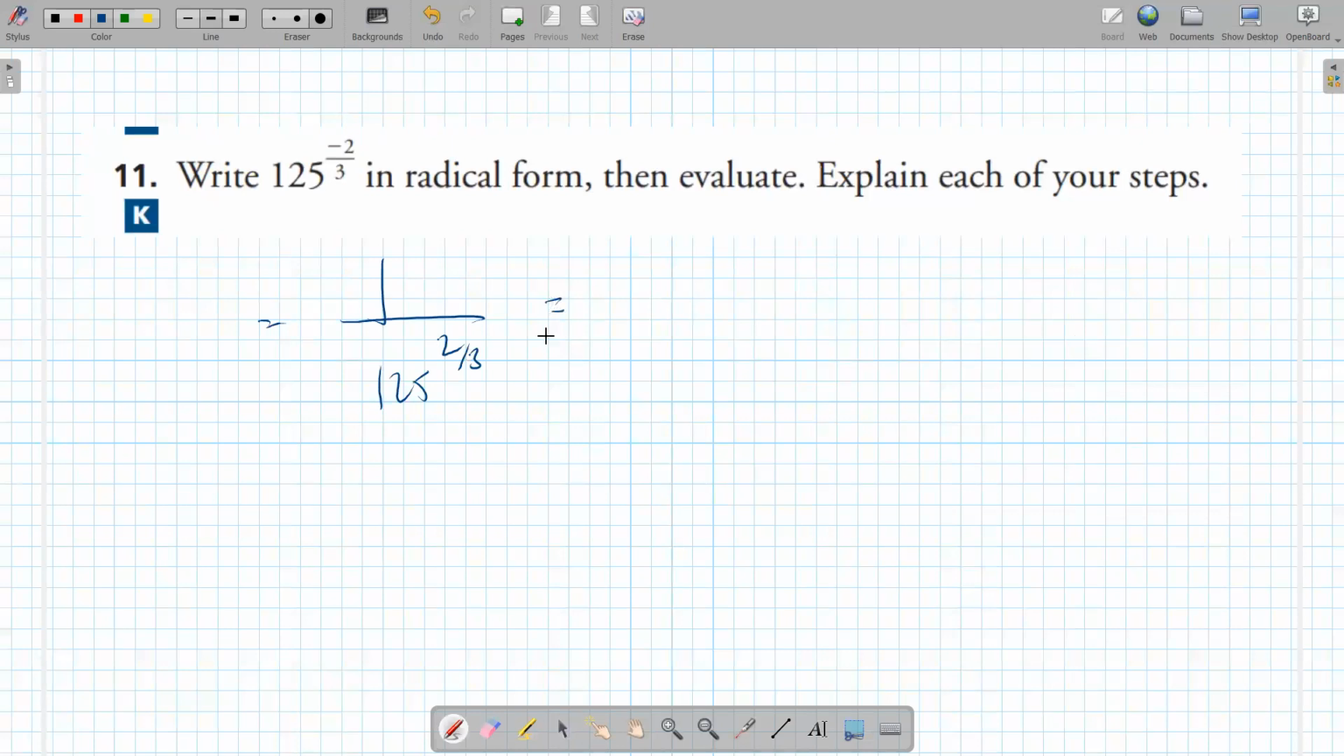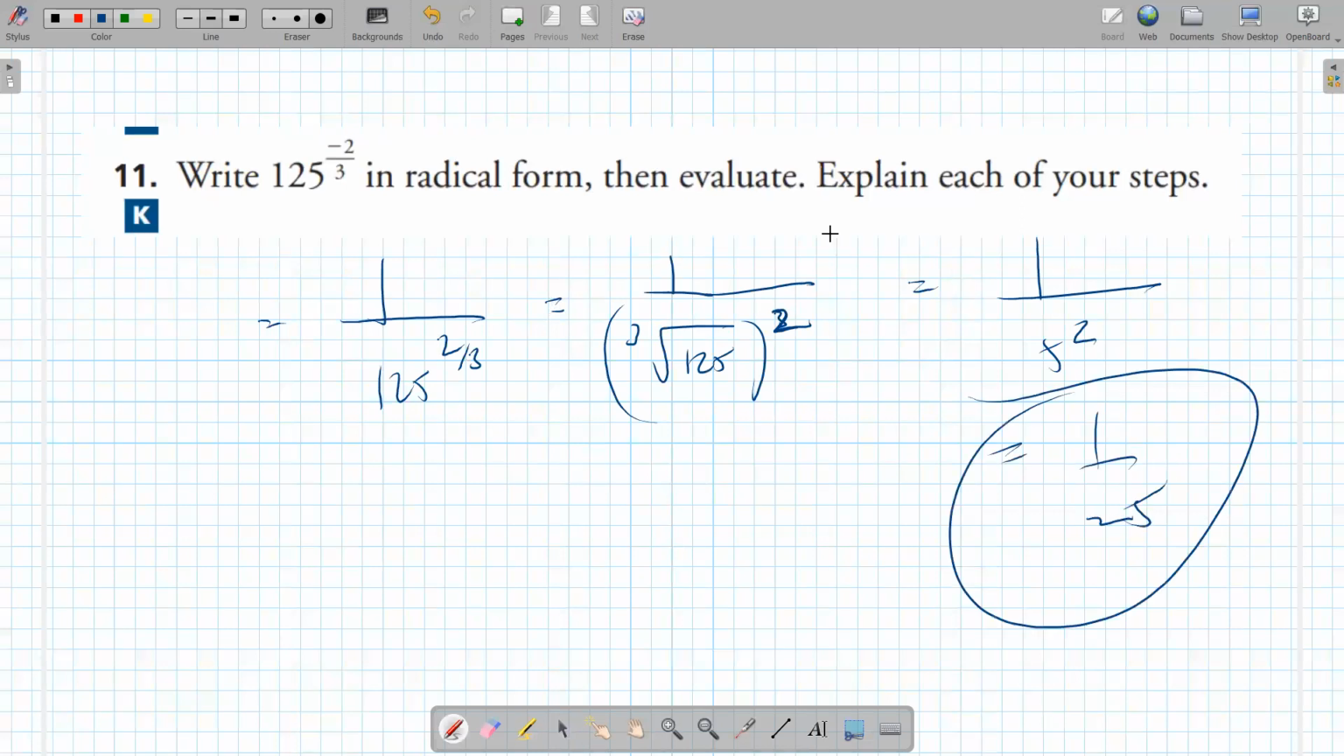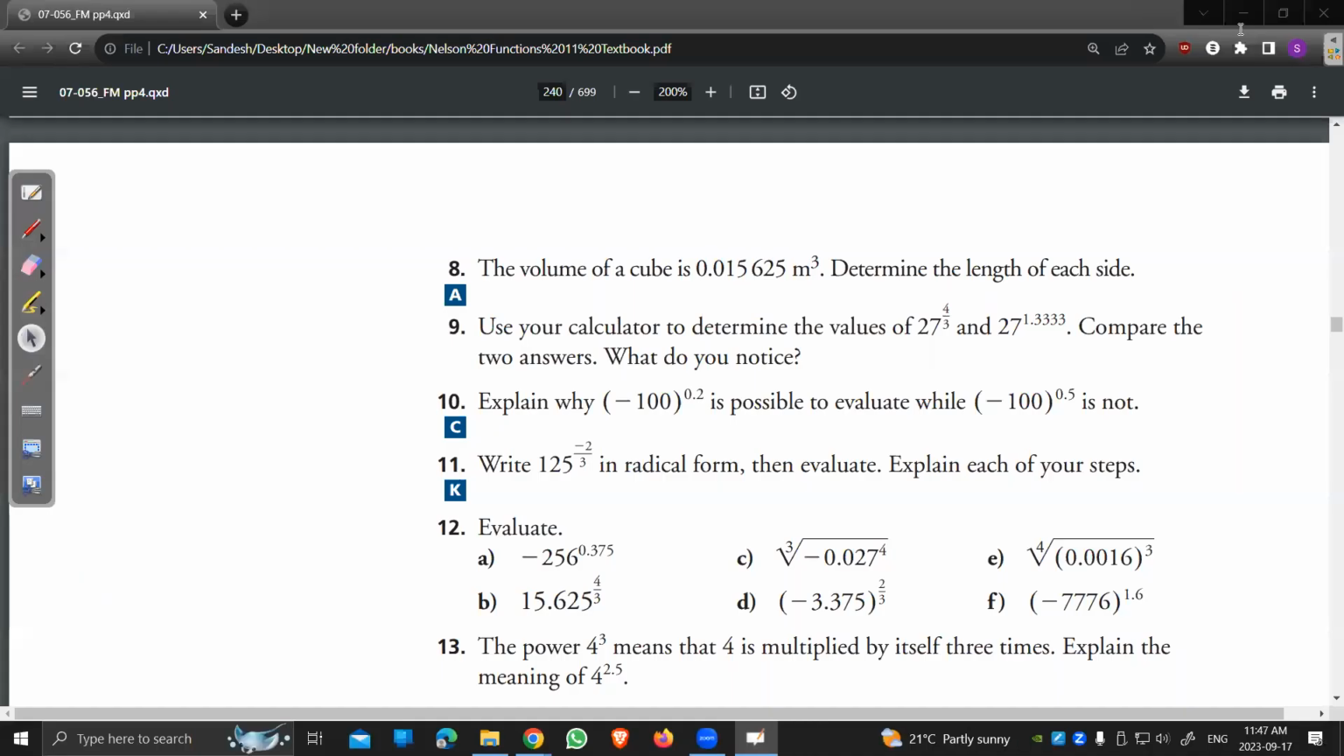It turns into the cube root of 125 squared. All right, cube root of 125 squared. What's the cube root of 125? 5. So it becomes 1 over 5 squared. The answer is 1 over 25. One and done. Easy.